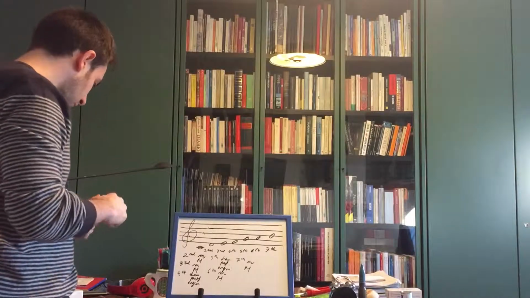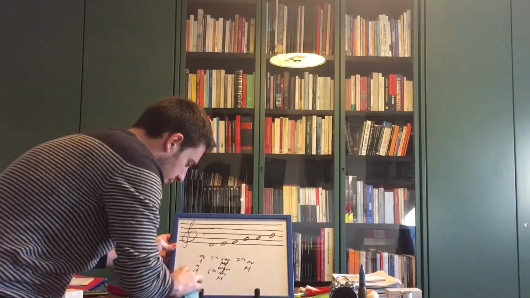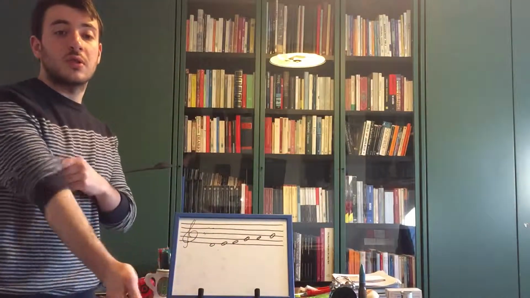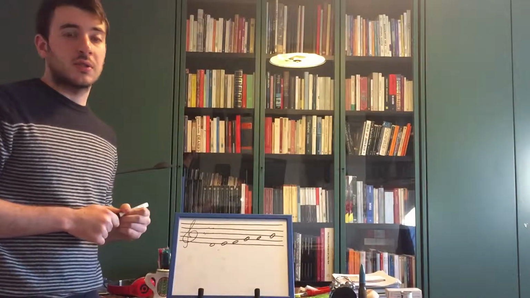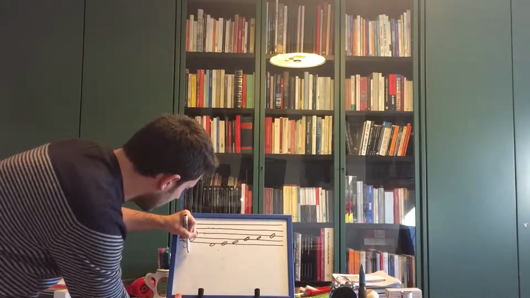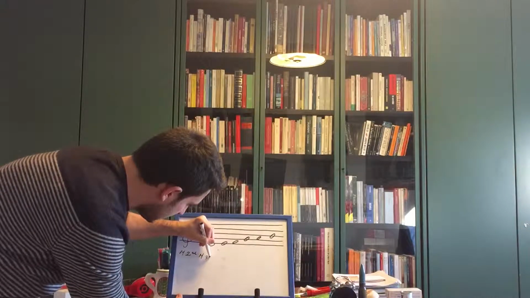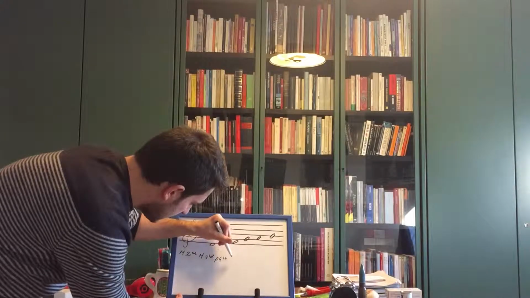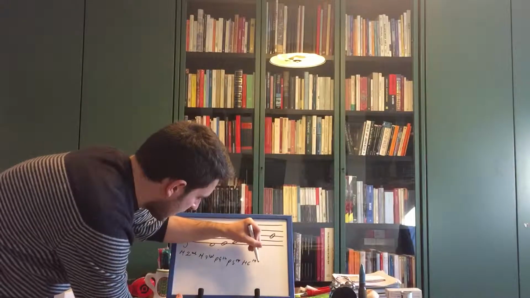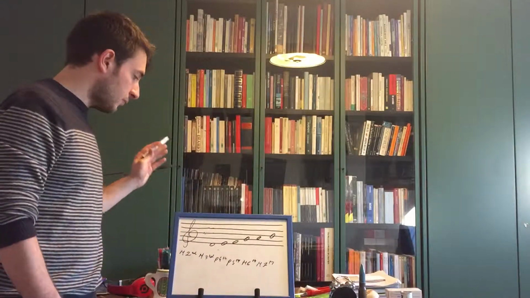Okay, now I'm going to talk about the scales. A scale is a series of notes which have specific intervals. So, for example, the most common scale is the major scale, which has these intervals. It has the major second, the major third, perfect fourth, perfect fifth, major sixth, major seventh. Okay. So this is the major scale.